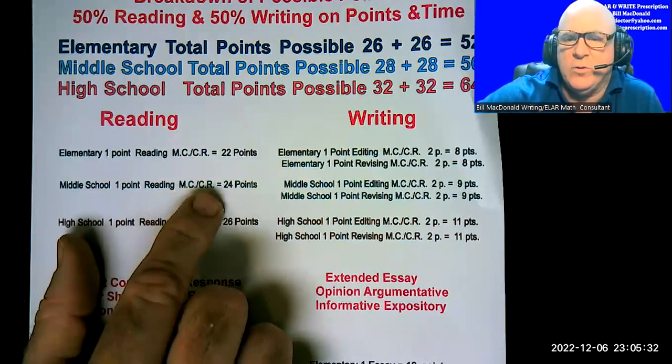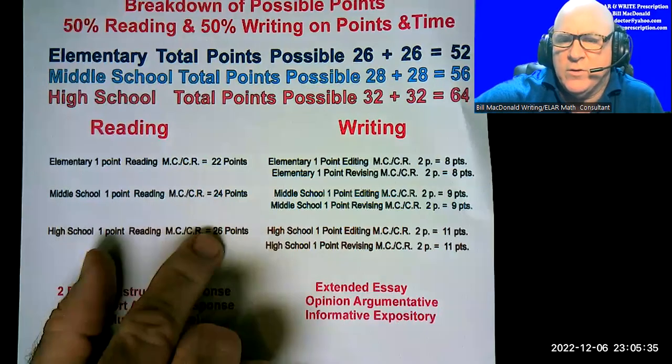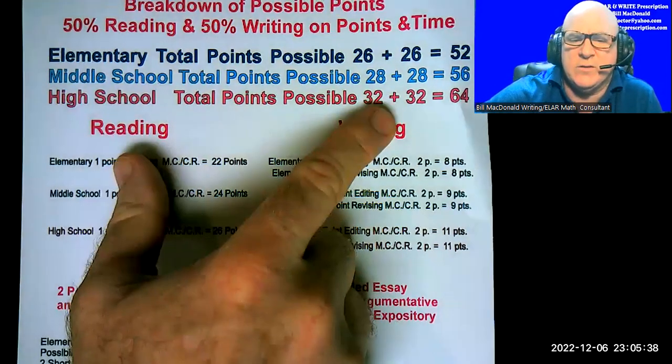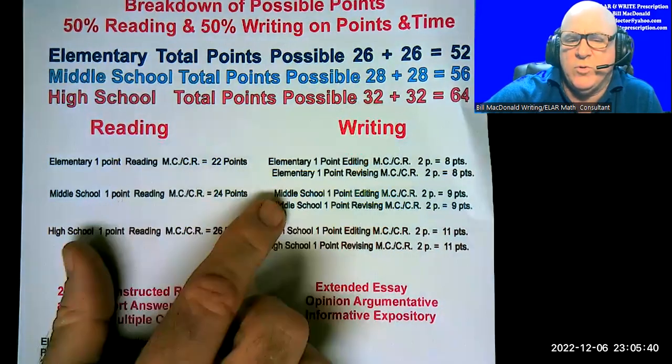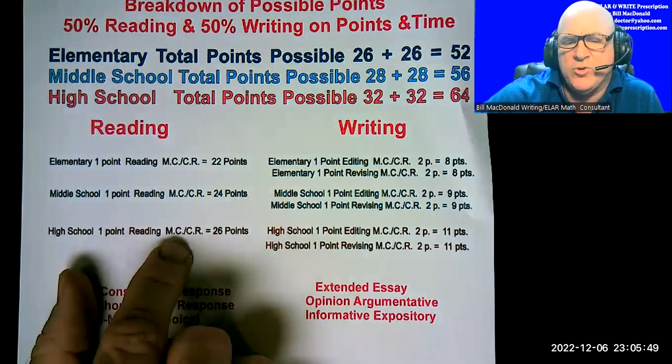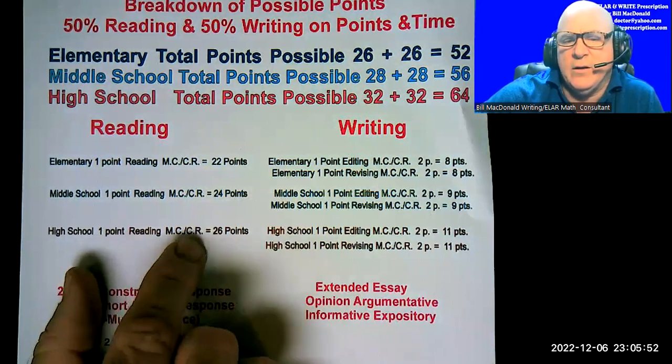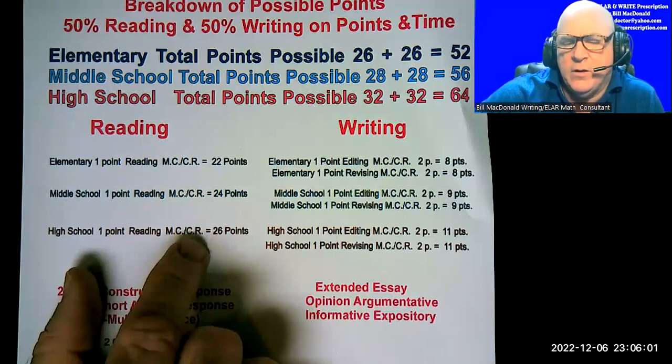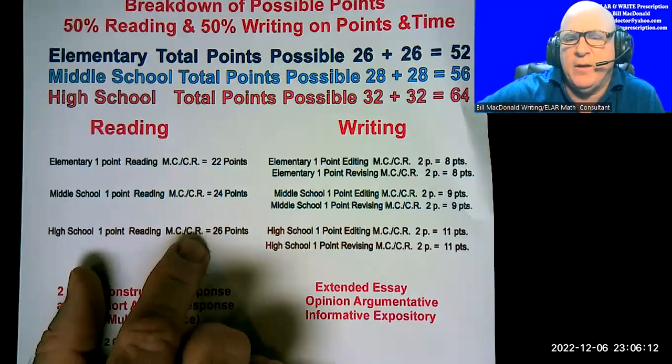And finally, in high school, when you take away the 6, 32 take away 6 is 26. So that leaves you with 26 1-point regular reading questions that are either regular multiple choice, A, B, C, D, or the constructed type responses, the drag and drop and the multiple answers or the hotspot, all parts A and part B, all those kind of responses. So I wanted to share that with you because a lot of people have been asking me.